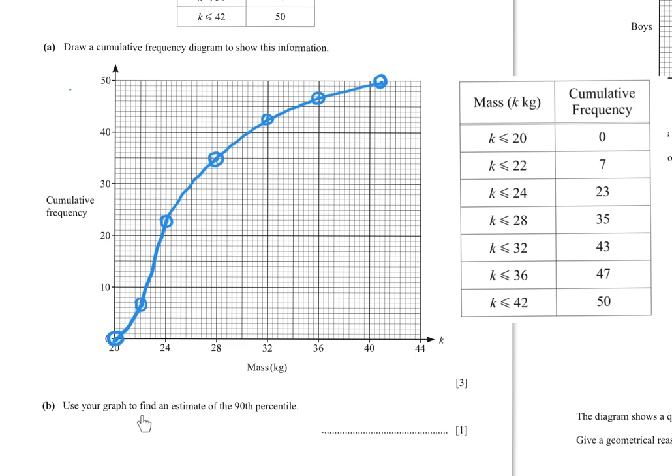Now use your graph to find an estimate of the 90th percentile. To find the 90th percentile, you have to multiply 90% by the total of the frequency. So 90% multiply 50, which is 45.